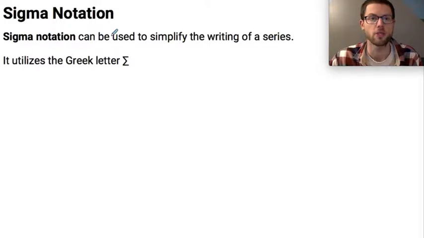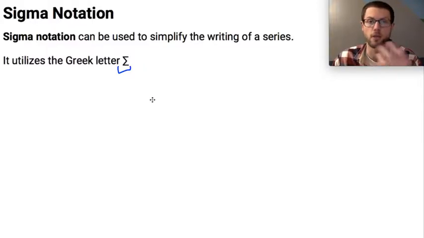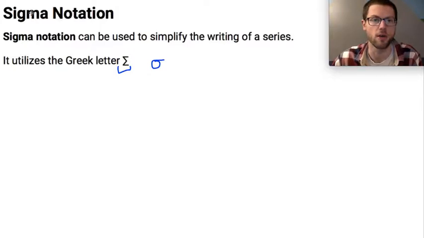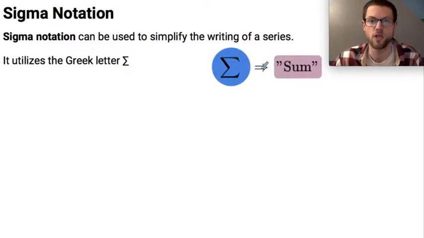Well, sigma notation can be used to simplify the writing of a series, and it uses this Greek letter that looks like this, and this is called a sigma. It is actually the capital sigma. There is a lowercase sigma that you see sometimes in mathematics. This is the capital sigma. In math, we like using Greek letters for things, and we've chosen sigma to represent the sum. So even though it looks like a backwards E, it's pronounced sigma. It sounds just like an S in our English alphabet.